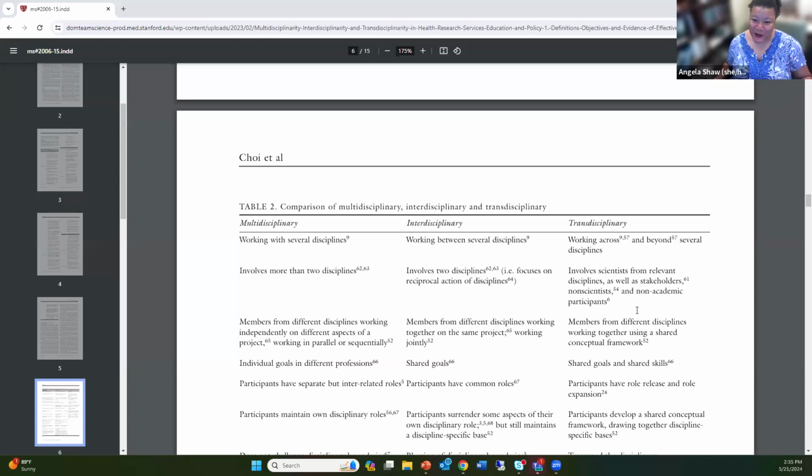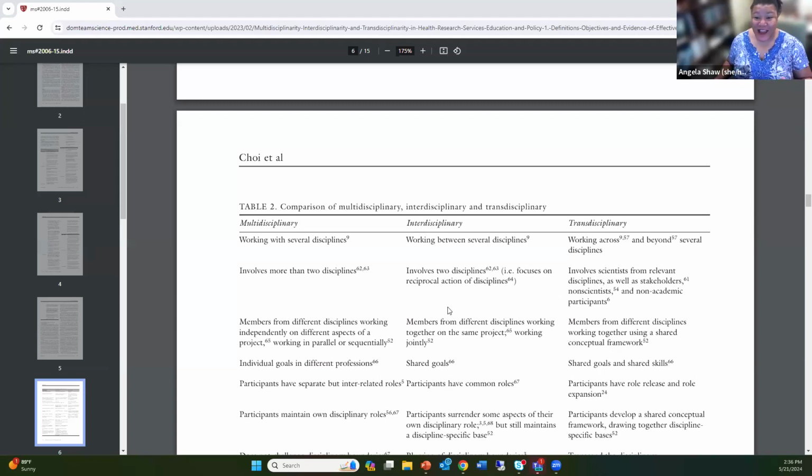Now let's talk about transdisciplinary. That's when you're working across and beyond several disciplines. It involves stakeholders, non-scientific people, and non-academic people. So this is members of different disciplines as well as outside groups that have shared goals and shared skills.